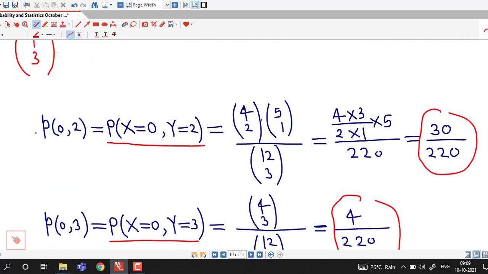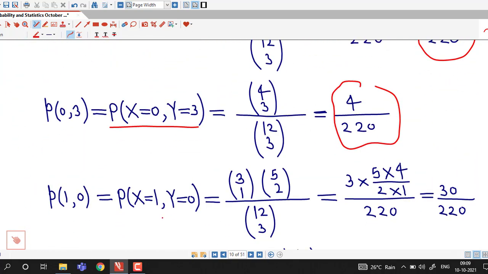So that we have written here: probability of (1, 0) equals probability that X equal to 1, Y equal to 0. X equal to 1 means 1 red ball out of 3 red balls. Y is 0, so there is no white ball, so the 2 remaining balls must come from 5 blue balls, and after simplifying we obtain 30 divided by 220.